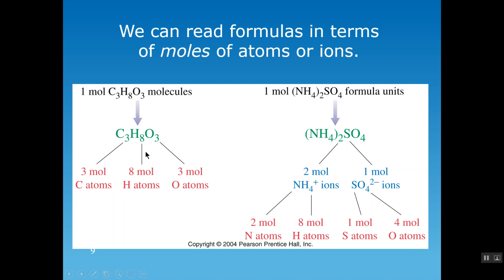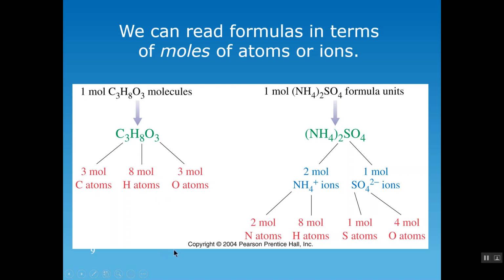So basically, all we have to do is look at the subscripts of the different elements represented here in the formula. And therefore, we can conclude that for every 1 mole of this substance, there are 3 moles of carbon atoms because of the subscript here, 3 for carbon. There are 8 moles of hydrogen atoms because of the 8 here for the hydrogen. And there are 3 moles of oxygen atoms, right? So based on the formula alone, we can establish the mole relationships between the atoms that make up the particular molecule and the molecule itself.